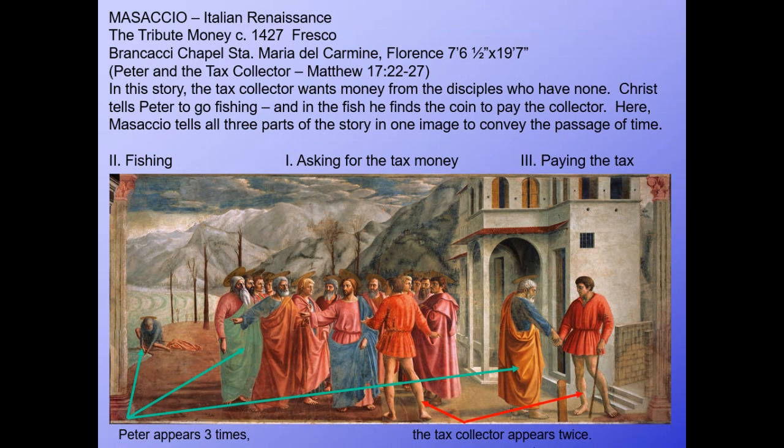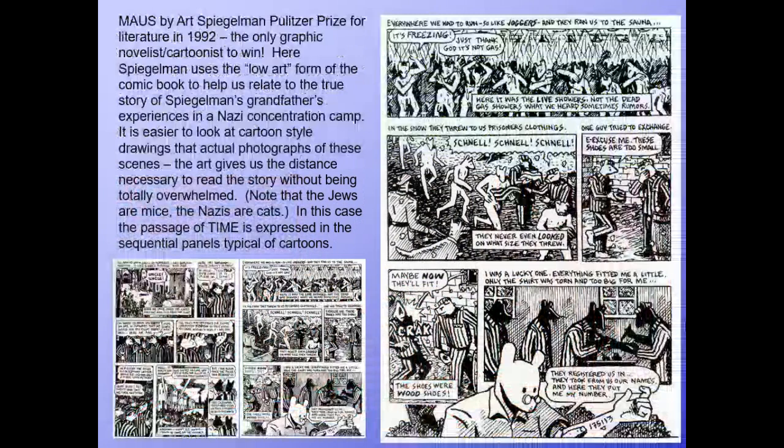The center is actually the beginning. You see the tax collector talking to Christ, and you see Christ giving his instructions to Peter. You see Peter a second time in the middle part of the story over here, catching the fish and opening its mouth. And then you see Peter a third time paying the tax collector at the end of the story. So it actually is almost like one panel of a comic book or comic strip that tells three points in time simultaneously. It's kind of a cool idea.